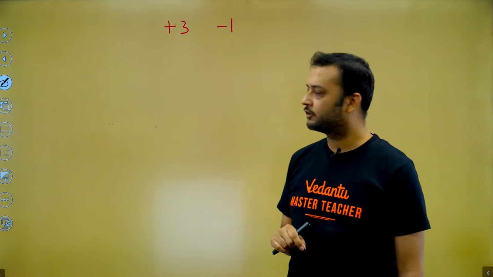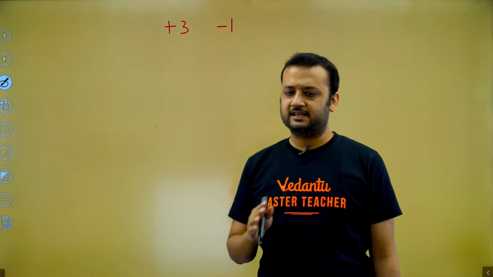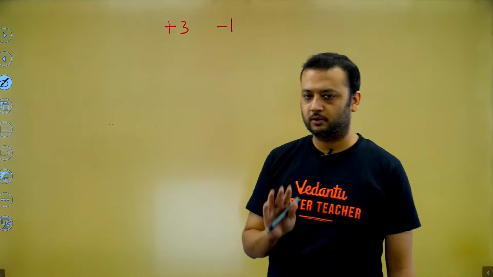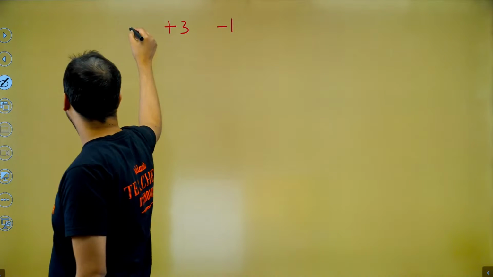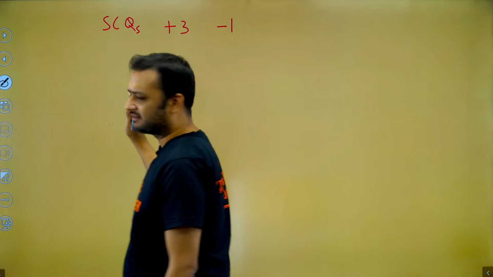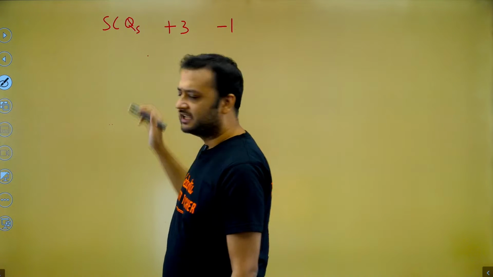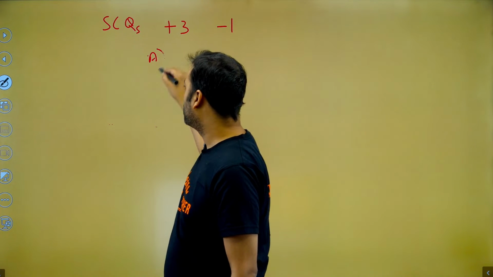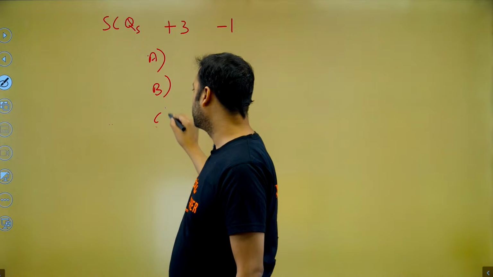Why do you think this kind of marking scheme is kept? The reason is that generally speaking, there are 4 options in a single option correct question. I'm talking about SCQs, and you have this type of marking scheme, generally +3 -1 in JEE Advanced. In JEE Mains you have +4 -1, but in JEE Advanced you have +3 -1. So option A, option B, option C, option D.